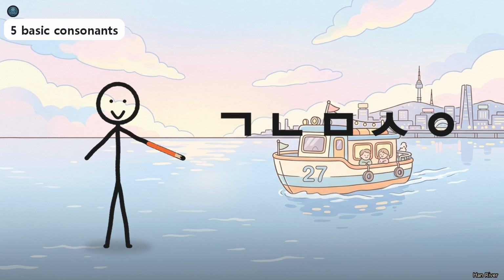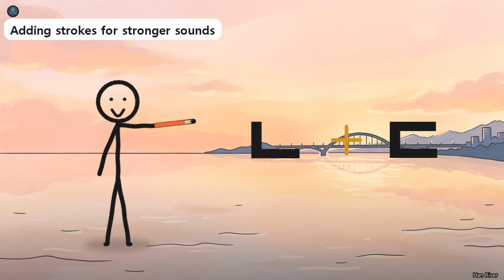So the 5 basic consonants, 기역, 니은, 미음, 시옷, 이응, were born from the shapes of our own body. What about the rest? A very clever method. When the sound gets stronger, you add 1 stroke to the basic letter. This is the stroke adding principle.